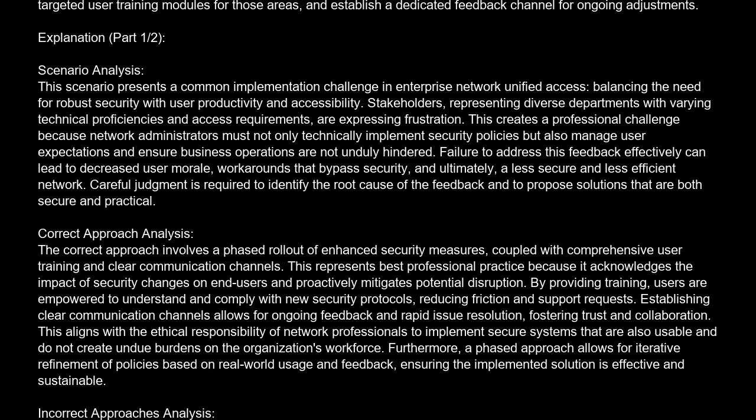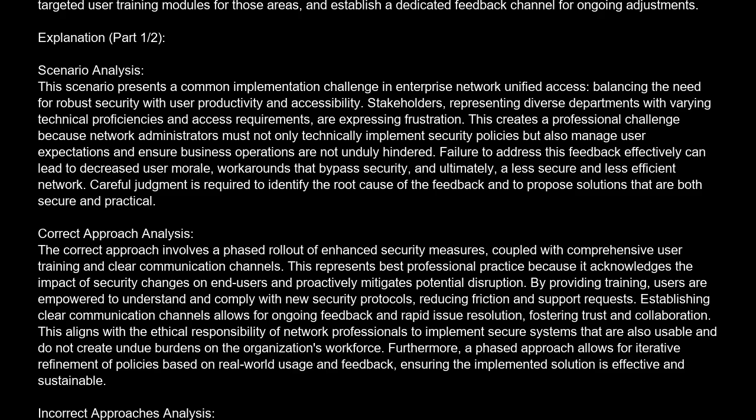Explanation. Scenario analysis. This scenario presents a common implementation challenge in enterprise network unified access, balancing the need for robust security with user productivity and accessibility. Stakeholders, representing diverse departments with varying technical proficiencies and access requirements, are expressing frustration. This creates a professional challenge because network administrators must not only technically implement security policies, but also manage user expectations and ensure business operations are not unduly hindered.